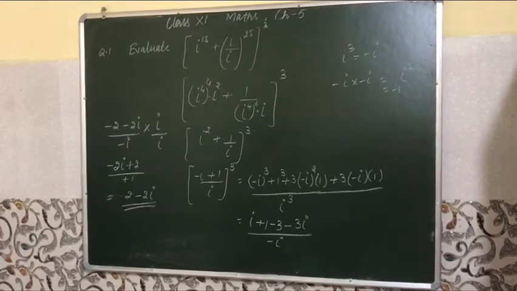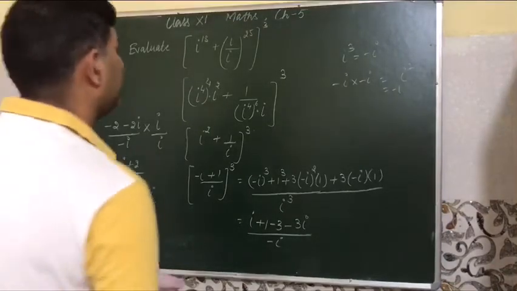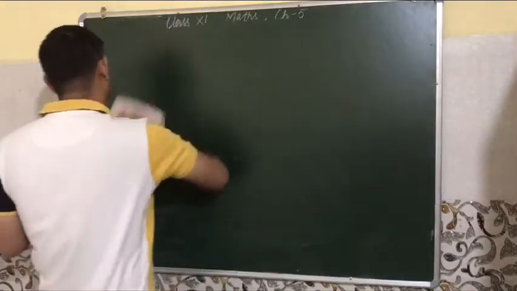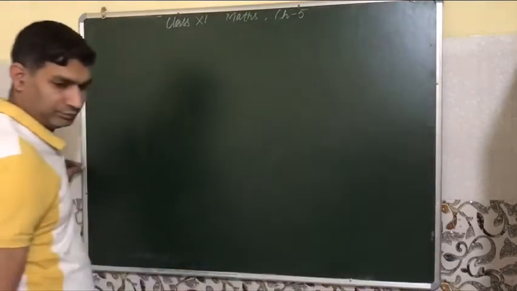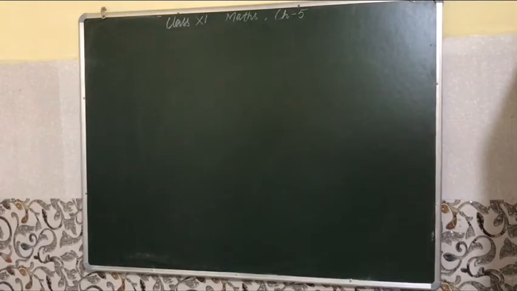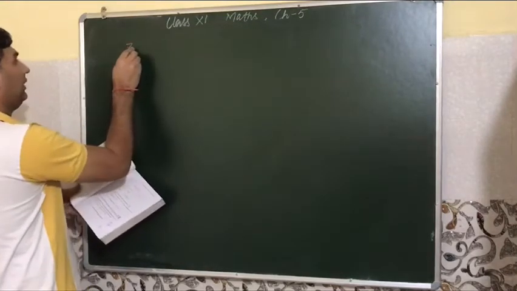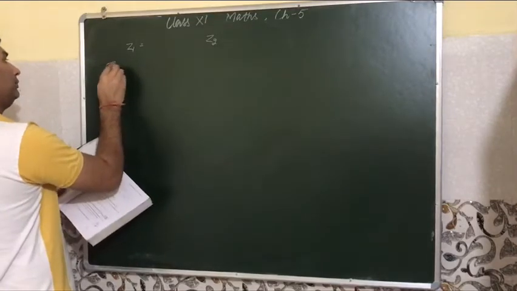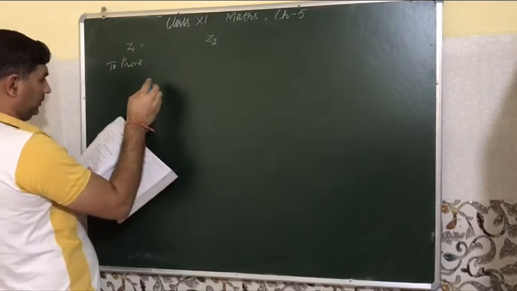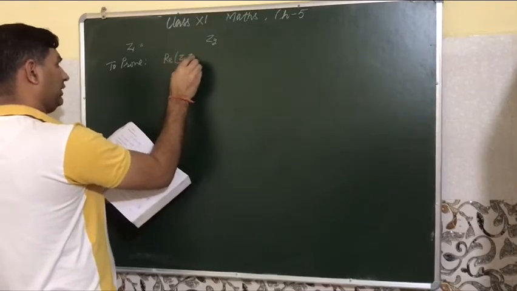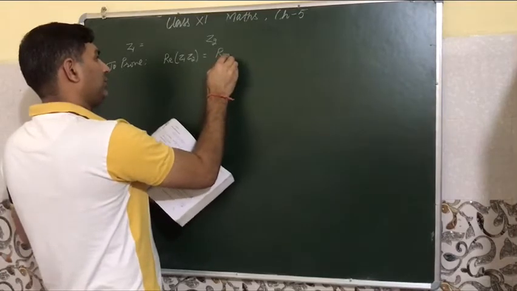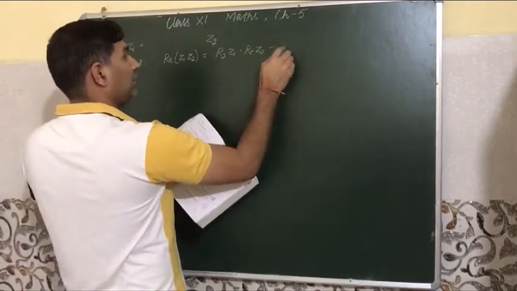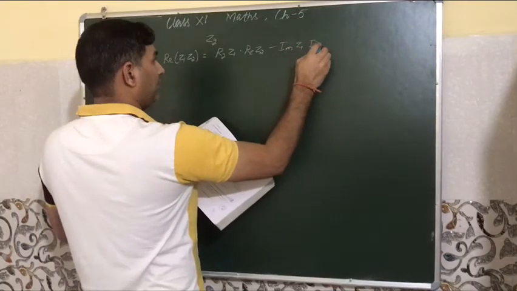It is the same answer, 2 minus 2 iota. And question number two: for any two complex numbers z1 and z2, prove that the real part of z1 into z2 is equal to real part of z1 into real part of z2 minus imaginary part of z1 into imaginary part of z2.